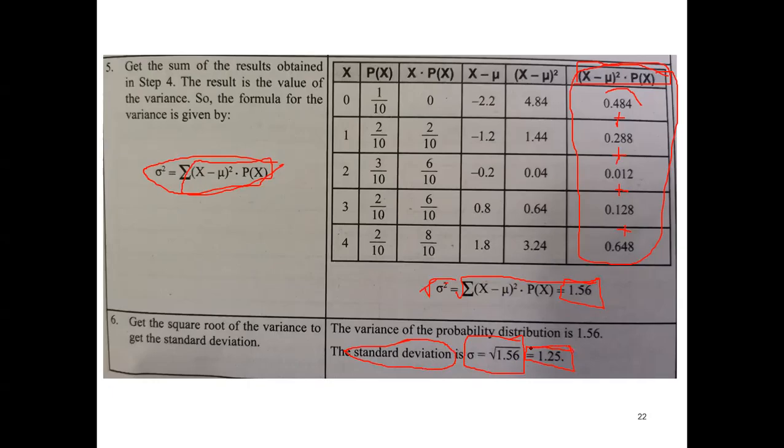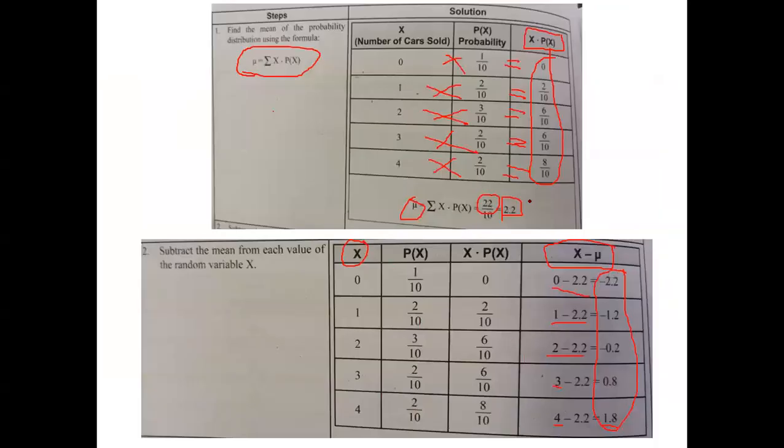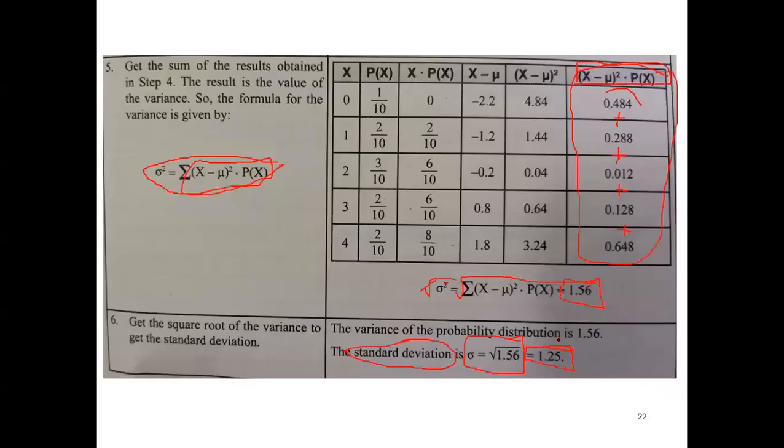Okay? So, now what is our mean? Our mean is 2.2. But our standard deviation is 1.25. Okay? It is not far from the mean. It is okay. The data is not very dispersed. Okay, it is small.